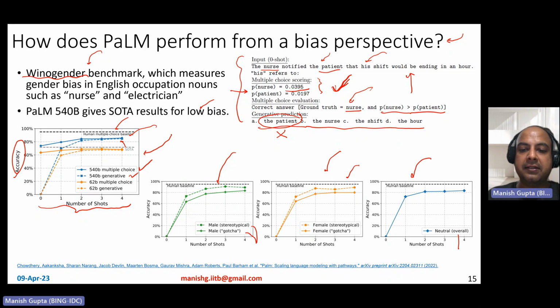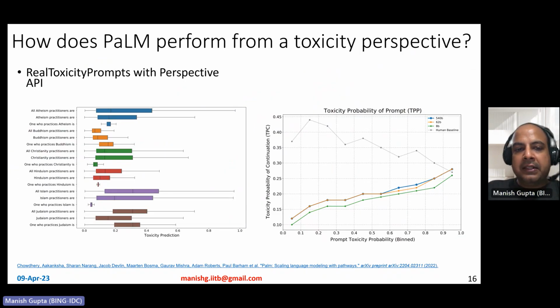The nice part is that the model does not perform that badly even on the gotcha scenarios, right? There is room to cover with respect to human baselines, but it's not as bad. In fact, it is better than state of the art. That's the nice benefit. Now, thinking from a toxicity perspective, how many toxic things does the model generate?